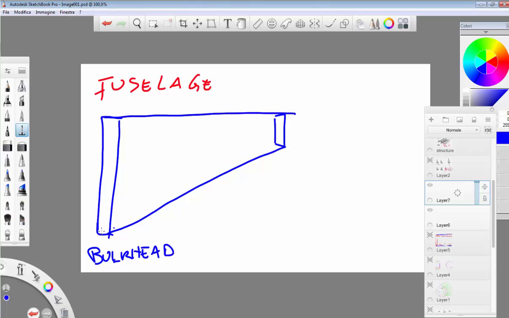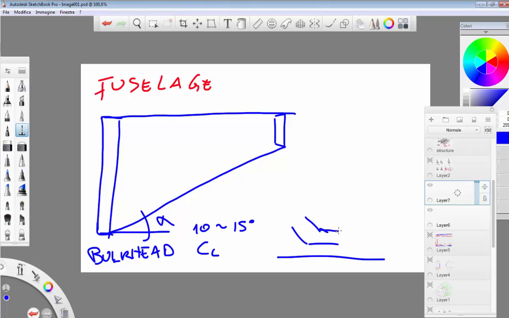We have an angle here. This angle most of the time varies from 10 to 15 degrees, but depends on the lift coefficient, because during takeoff this part should be parallel to the ground, in this way. Yeah, well, it's okay. I mean, this is an airplane taking off.